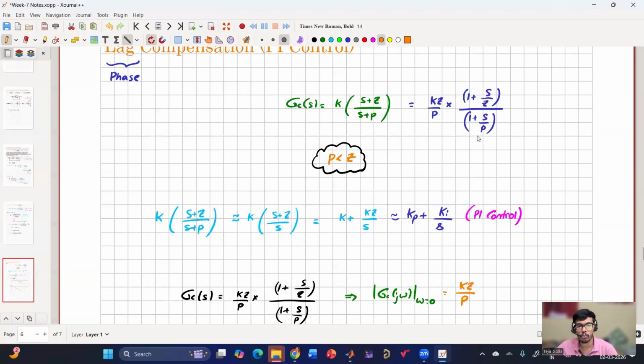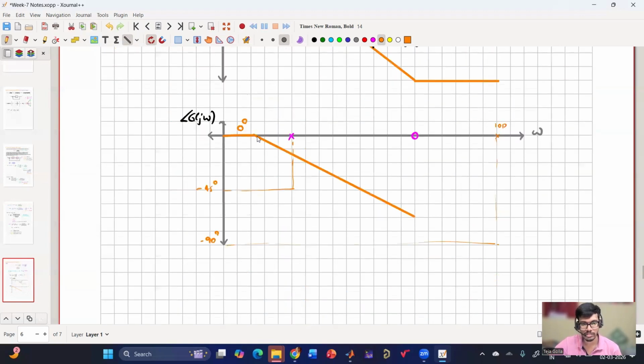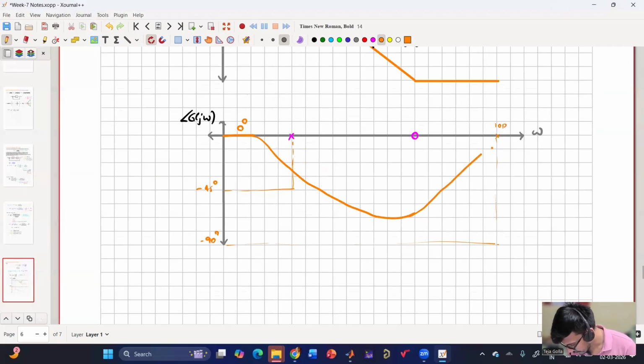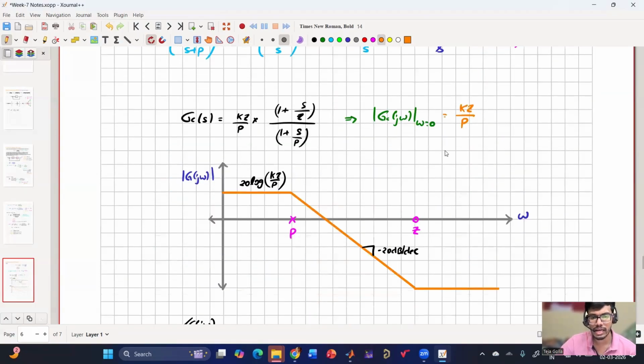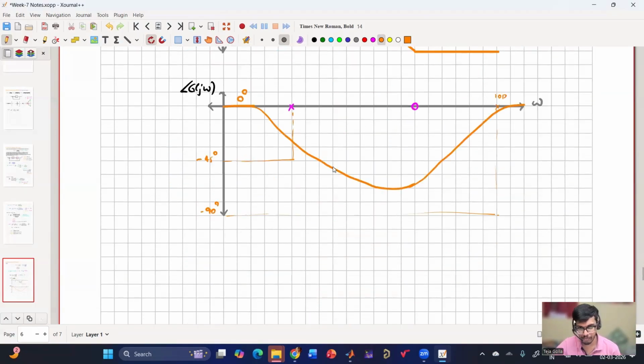Are you getting this point? Pole will contribute minus 90 degrees and then zero will contribute plus 90 degrees, and then both will get cancelled out. But because the pole is coming first, this will dip, and then once it is done, omega will try to increase. So it will initially start to fall, and at one point it will increase and then come back to zero, because at omega equal to infinity we again get the angle to be zero. So because of the pole, it will dip first, and then because of the zero, it will start to increase.